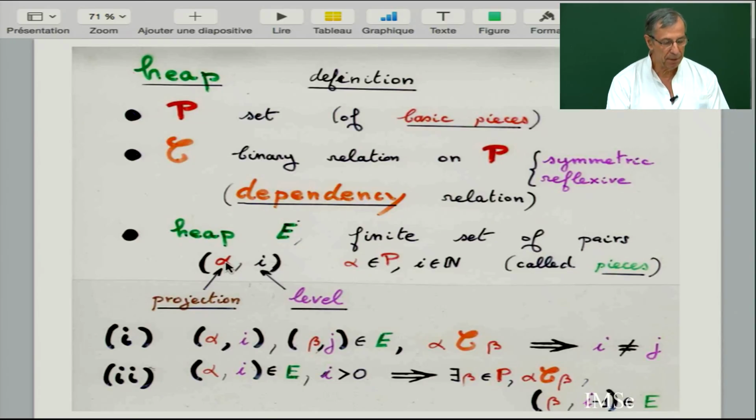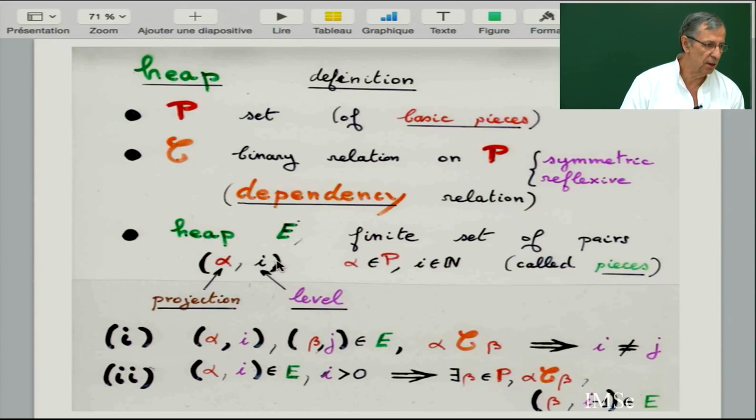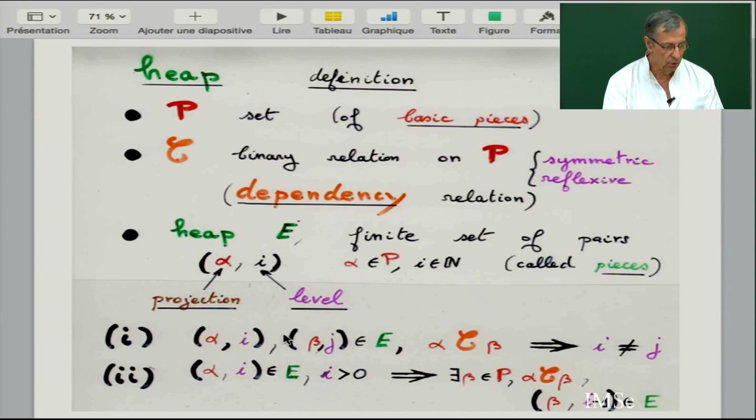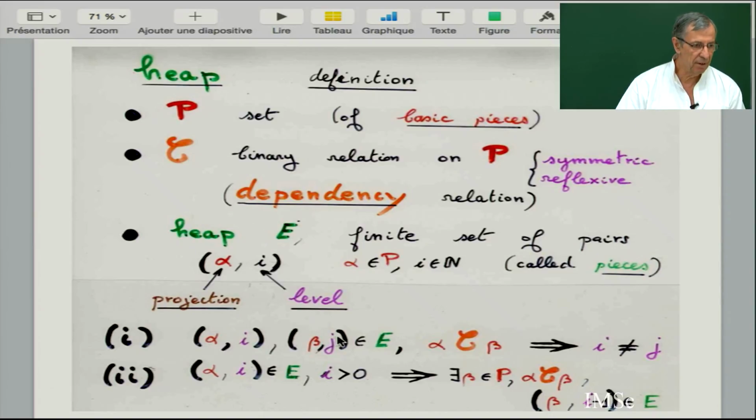A heap is a finite set of pairs (alpha, i), where alpha is a basic piece and i is an integer, which is called the level of the piece, satisfying these two axioms. If two elements of the heap are at the same level, then they cannot be in concurrence, in dependence. And if you have an element of the heap at level i, then there exists somebody below at level i minus 1 such that the projections are dependent for the relation C bold. So this is the main definition for all this class.